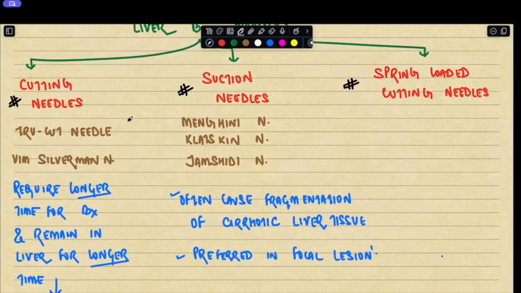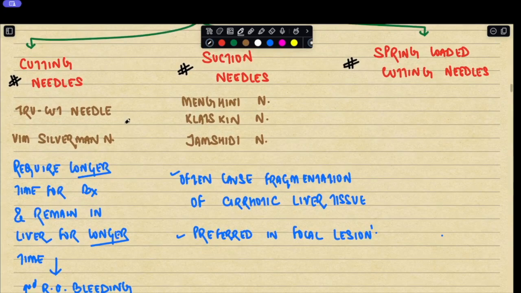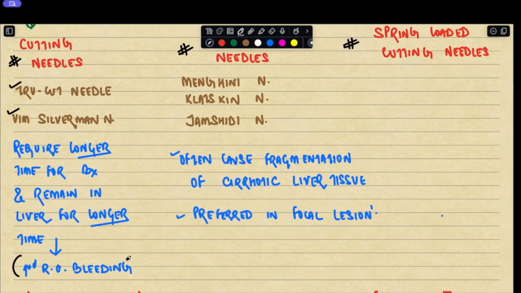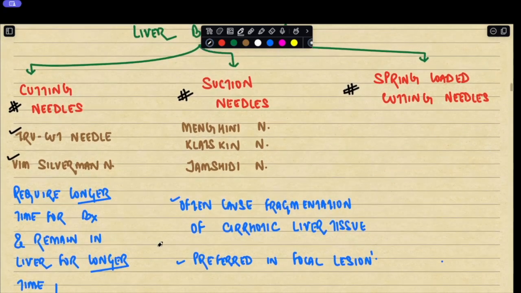Among the cutting needles, very commonly right now in our institutes we mainly use a use-and-throw Trucut needle. The second important needle is the Vim Silverman needle. These cutting needles require longer time for biopsy and they remain in the liver for longer, so the risk of bleeding is more. Whereas in suction needles, there are three main types: the Menghini needle, Klatskin needle and Jamshidi needle.